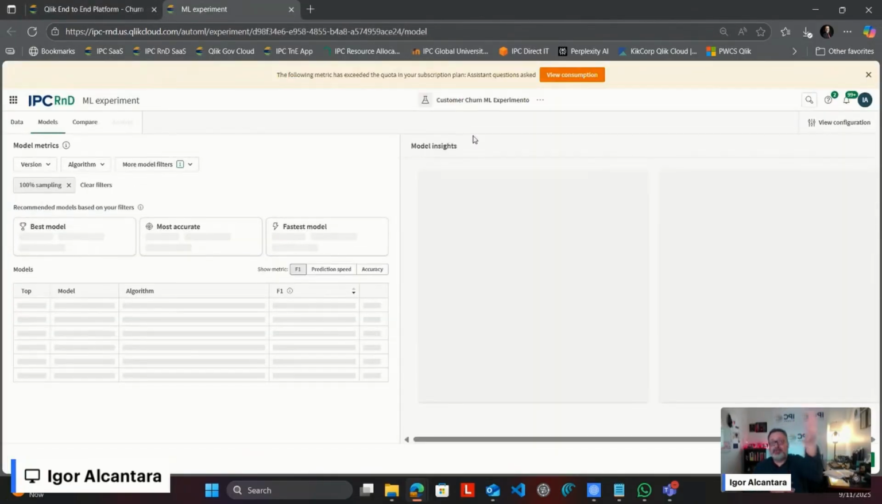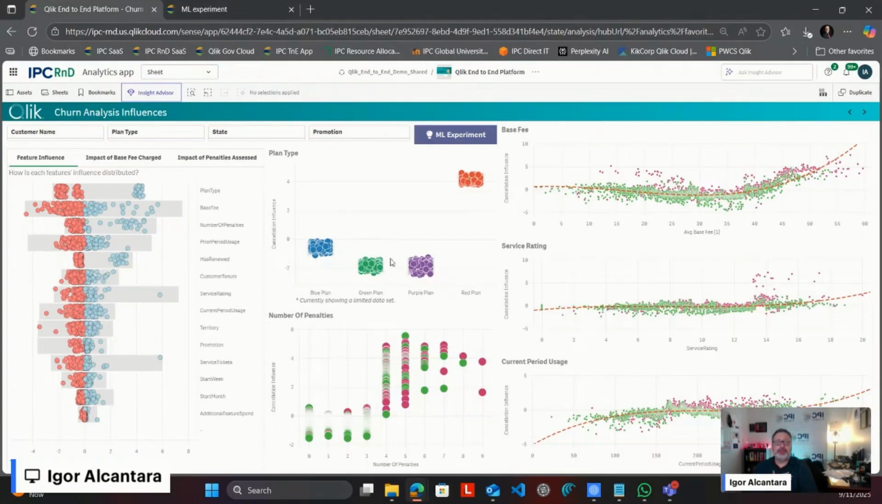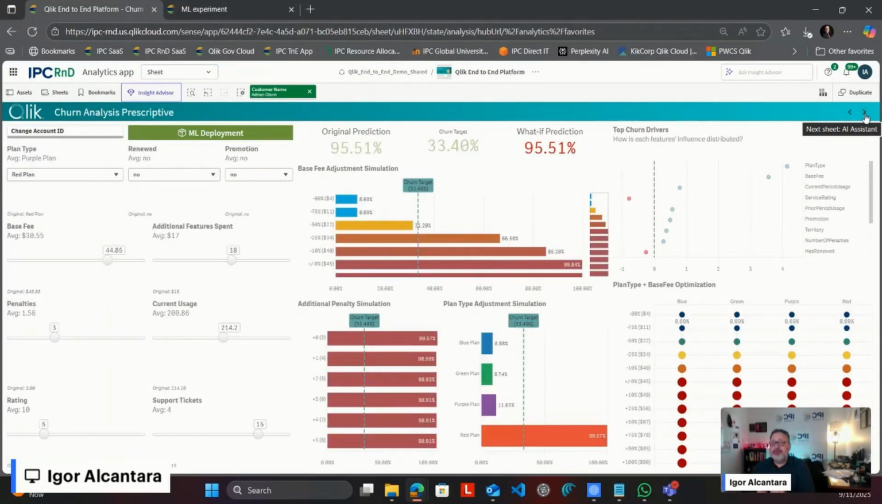So if I click here, that's my machine learning experiment. I've done this without writing a single line of code. Qlik did all of the pre-processing, training, and model selection, everything automatically. Now, going back to our journey, I can also go to the next step by doing simulations using the Qlik Predict and Qlik Analytics tools. In that case, I have selected one customer, Adrian Olson, that has a 95% chance of churning, which is pretty high, and I want to avoid that.